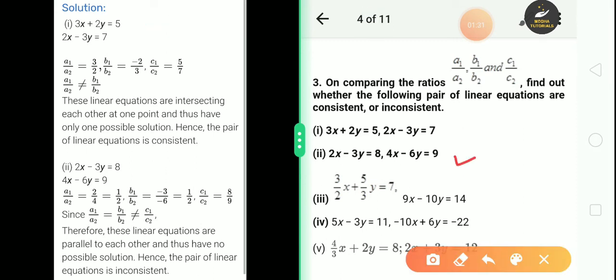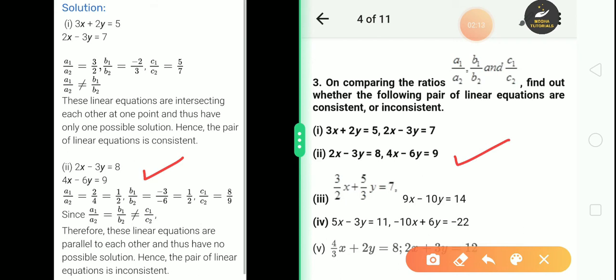Now consider question 2. Equations are 2x minus 3y is equal to 8 and 4x minus 6y is equal to 9. On comparing with the standard form, we can write the values of a1 b1 c1 and a2 b2 c2. So by taking the ratios, a1 upon a2 is equal to 2 upon 4. By simplifying, you can write it is equal to 1 upon 2. b1 upon b2 is minus 3 upon minus 6. After simplifying, we can get 1 upon 2. And c1 upon c2 is equal to 8 upon 9. So from the ratios, we can write a1 upon a2 is equal to b1 upon b2, which is not equal to c1 upon c2.